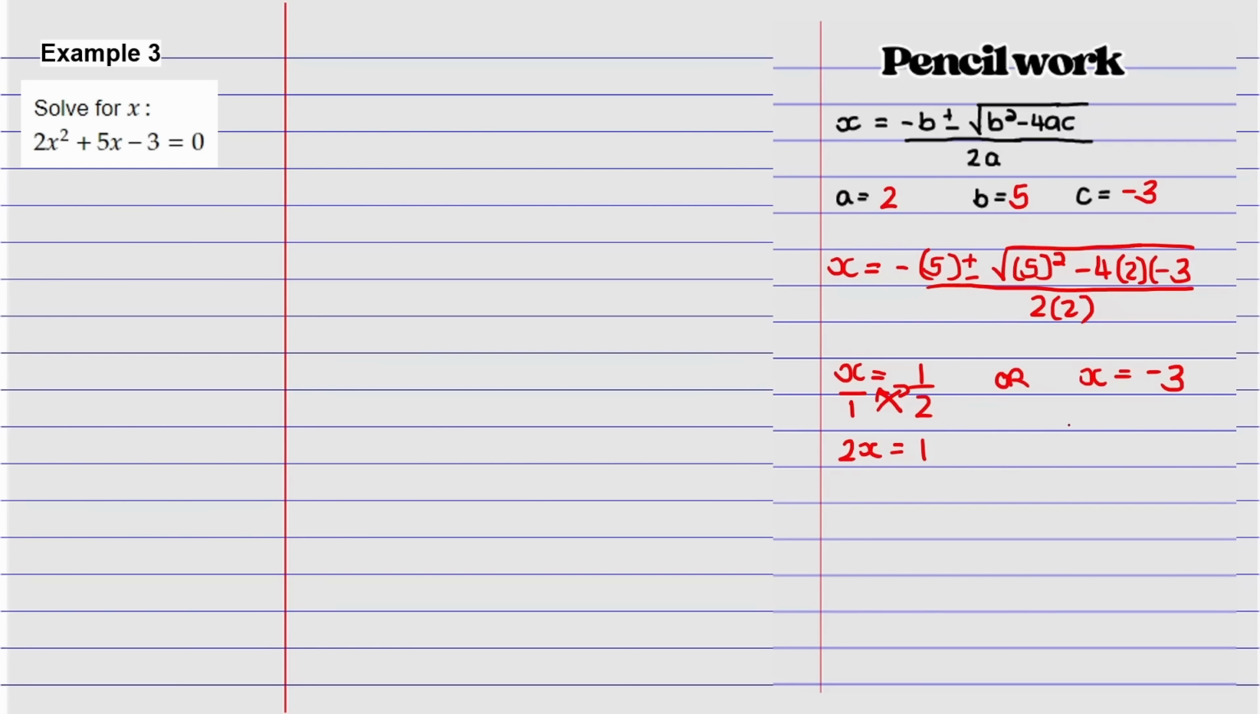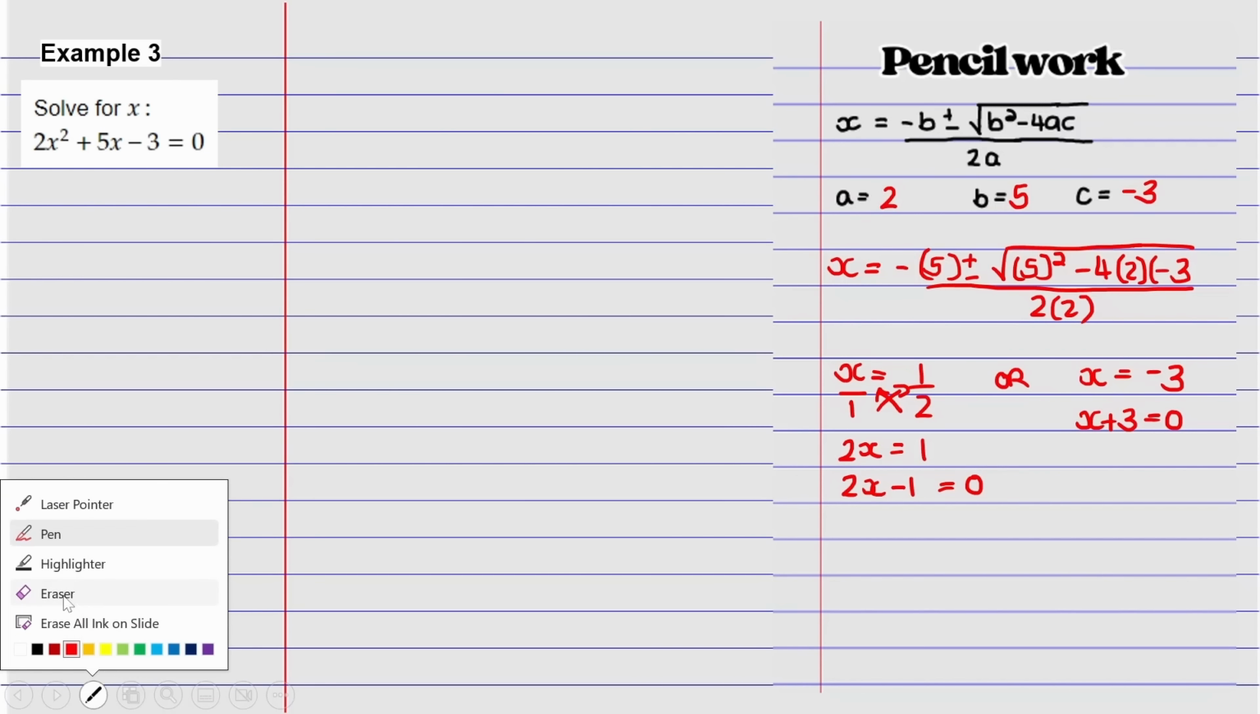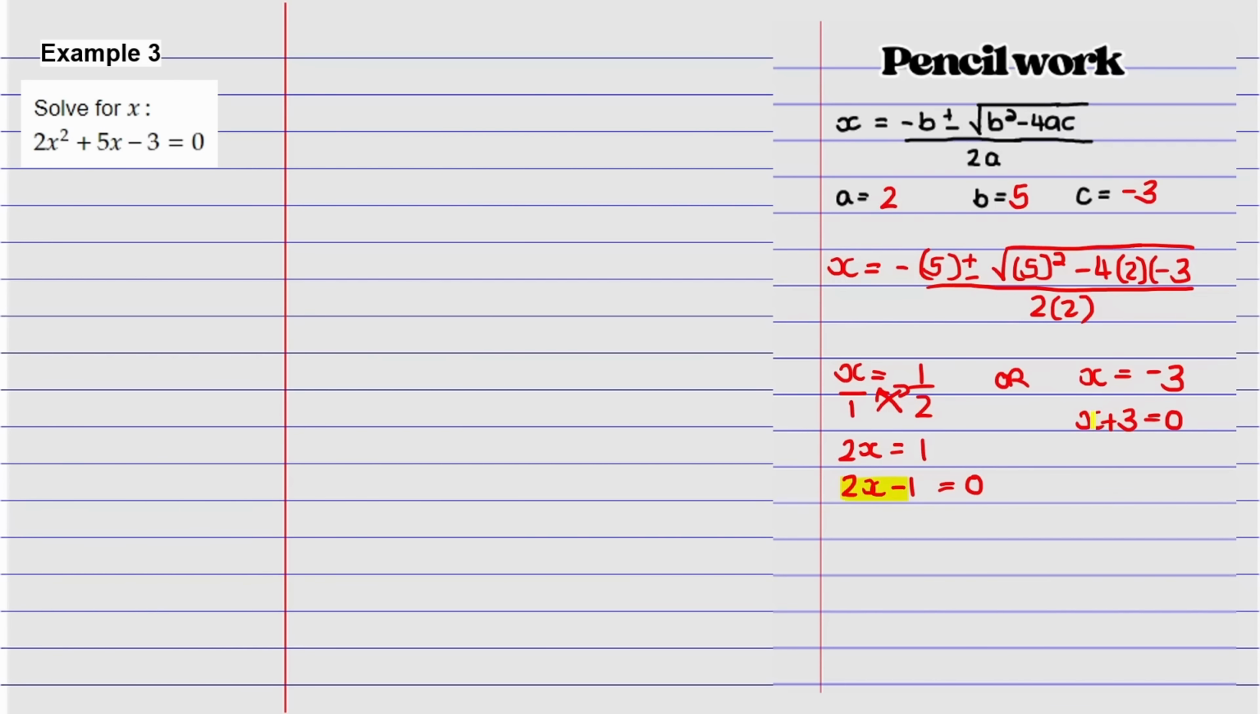And for this one, just take the 3 to the other side, so it's going to be x plus 3 equals 0. Now we're going to take the 1 to the other side, so it's going to be 2x minus 1 equals 0. Then these are our 2 brackets, the ones that we're going to use.